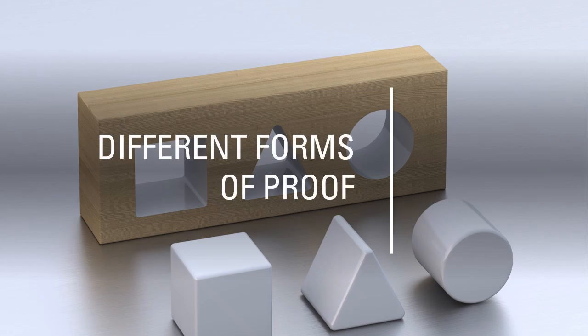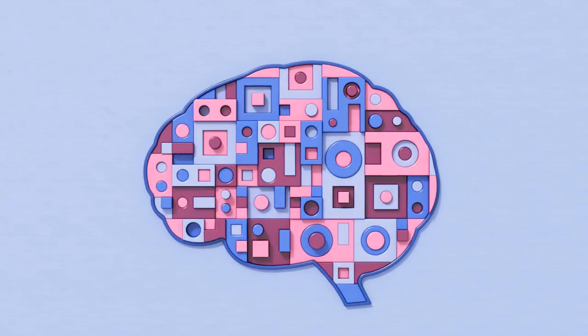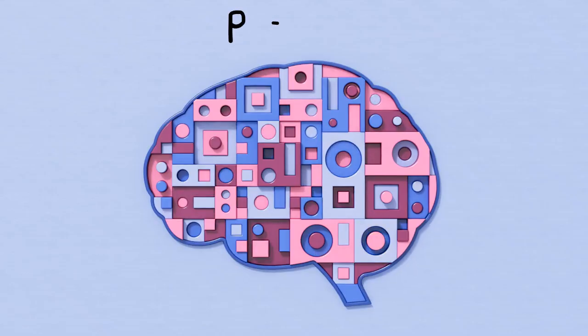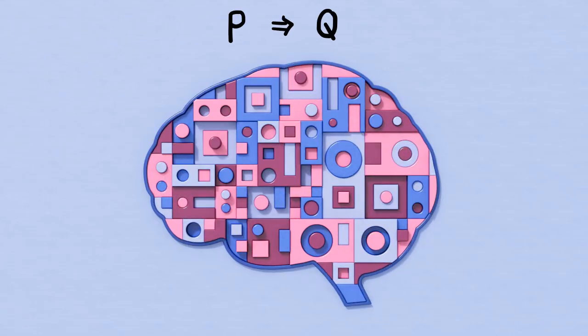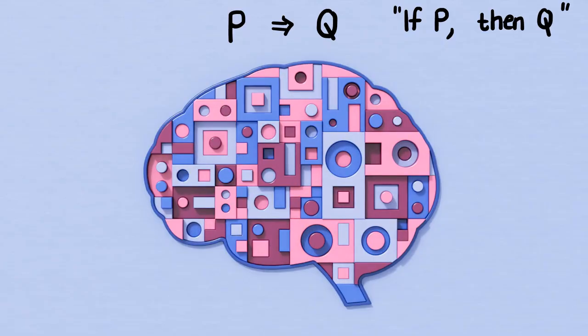In this video, we are going to be taking a look at the different forms of proof that we can use to prove an implication or an if-then statement. The type of statement we'll be focusing on in this video is called an implication or an if-then statement. We write P implies Q, but in English we read if P, then Q naturally follows.